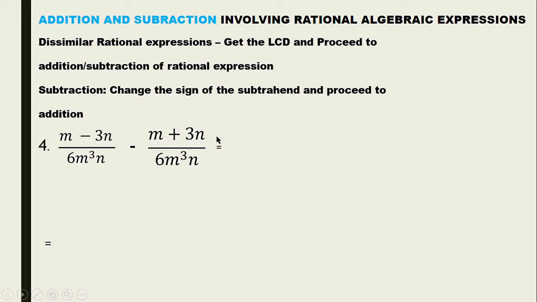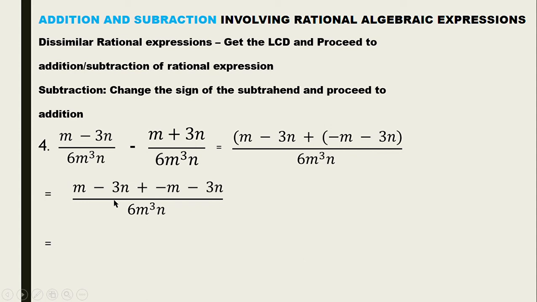Now you're gonna put those together. As you see, what happened here is you're gonna change the sign to positive. Keep this. Now you have to change this: change the sign, it will be negative, and change the m sign, it will be negative. So change the subtrahend. Once you're done, just copy the denominator, and we'll now proceed to the addition. You put them together again, and you're gonna have to add this.